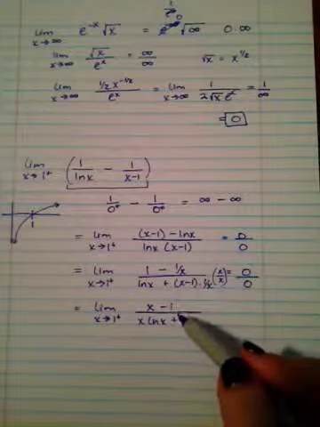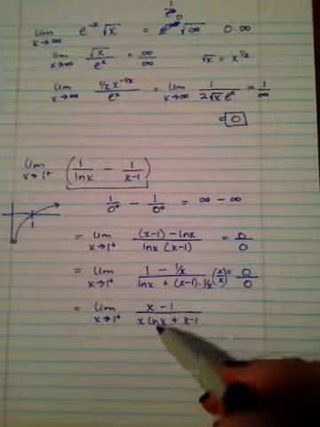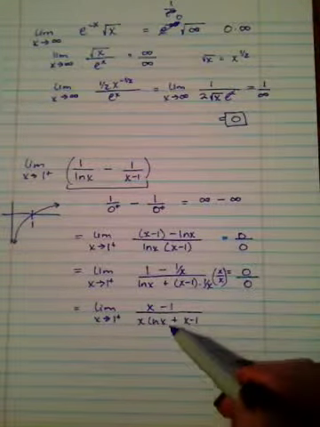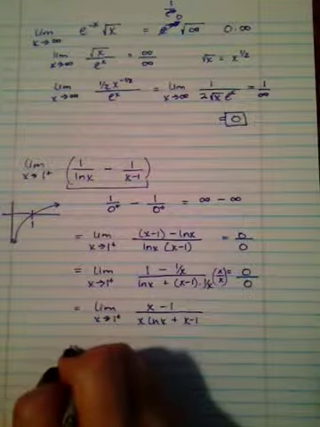And if I plug in, I should get the same exact thing. I haven't changed the value here. So 1 minus 1 is 0. 1 times 0 is 0, plus 1 minus 1 is 0. So now I'm ready for L'Hopital's.